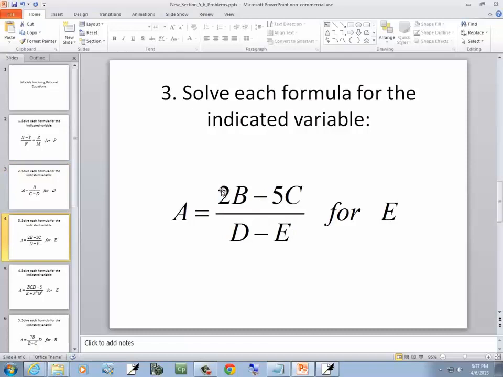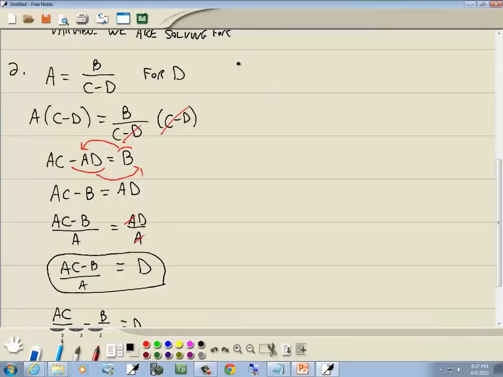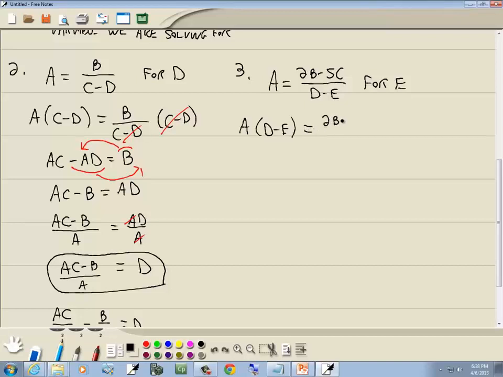Let's take a look at the next one. Let's see, we got a is equal to 2b minus 5c over d minus e, and we're solving that for e. First step, get rid of parentheses. Don't have any. Second step, get rid of fractions. Multiply everything by the LCM of all your denominators. We only have one denominator, the d minus e, so that is our LCM. So multiply both sides by that. So multiply the a by it, and we'll multiply this fraction by it.